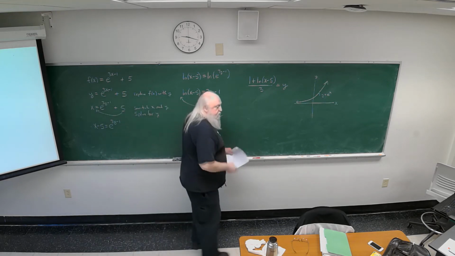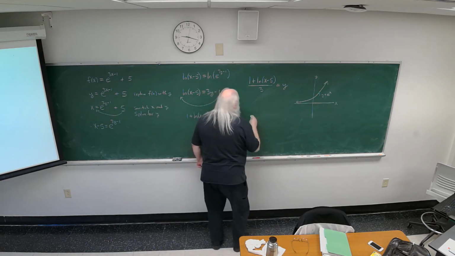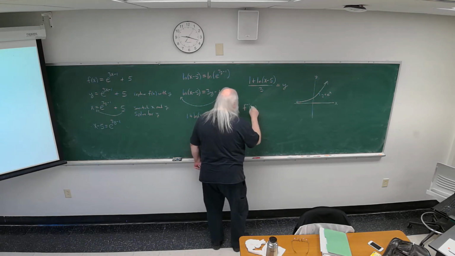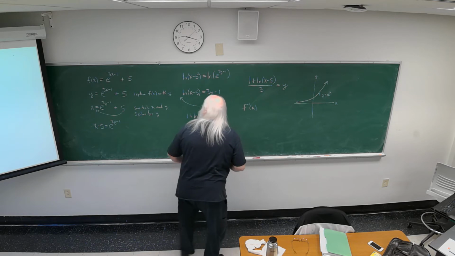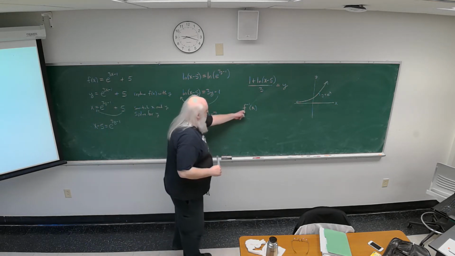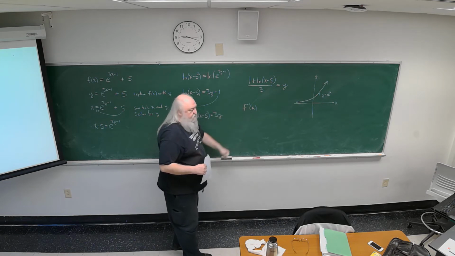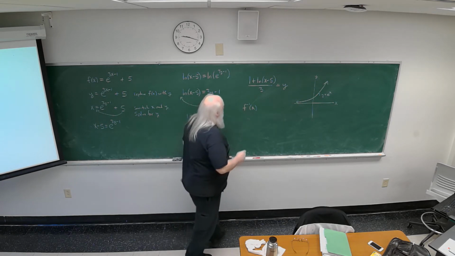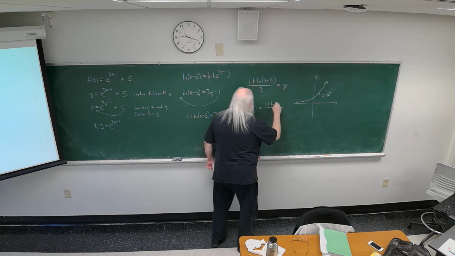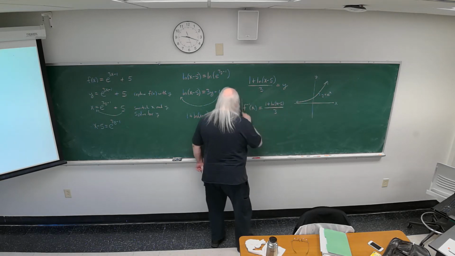And now I flip the two sides and replace y with inverse function notation. And since our function is f, our inverse function is f inverse of x, which is equal to 1 plus the natural log of x minus 5 over 3.